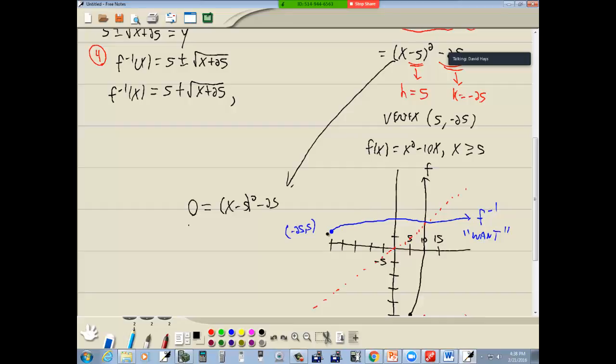Now they'll also oftentimes put the domain on here, and that's just where the x values are valid. So this would be where x is greater than or equal to -25. They're not putting that on there to make it 1-to-1. Us dropping either the plus or minus is what makes it 1-to-1. They're putting that on there to specify the domain. Right, because of the square root.